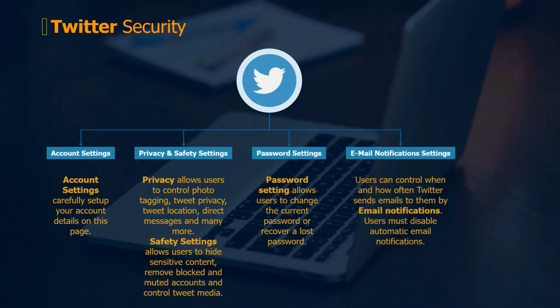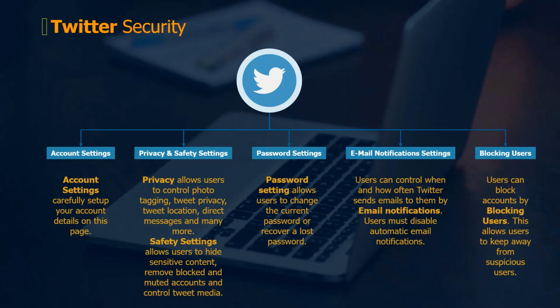Users can control when and how often Twitter sends emails to them by email notifications. Users must disable automatic email notifications. Users can block accounts by blocking users. This allows users to keep away from suspicious users.